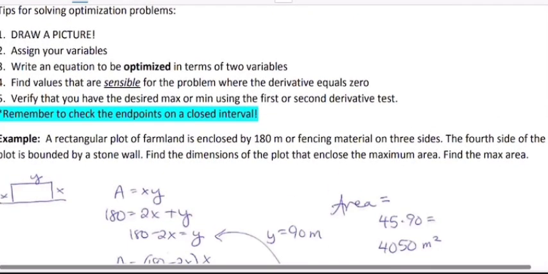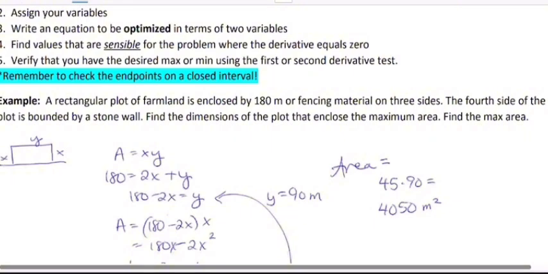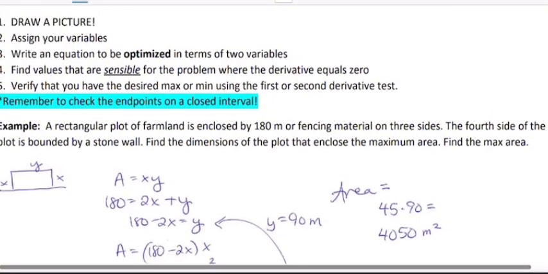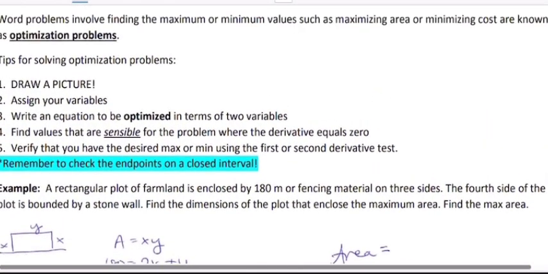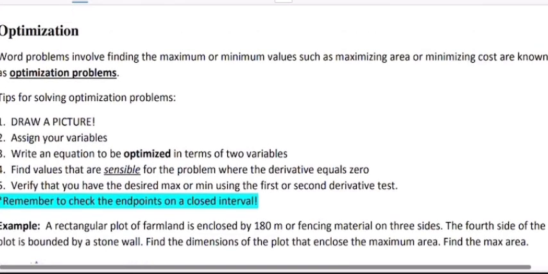Okay, so I think I'm going to go into more application of derivative this time around in optimization problem. Of course, in optimization problem, you are finding the maximum or minimum values, such as trying to maximize area, or trying to minimize your cost.